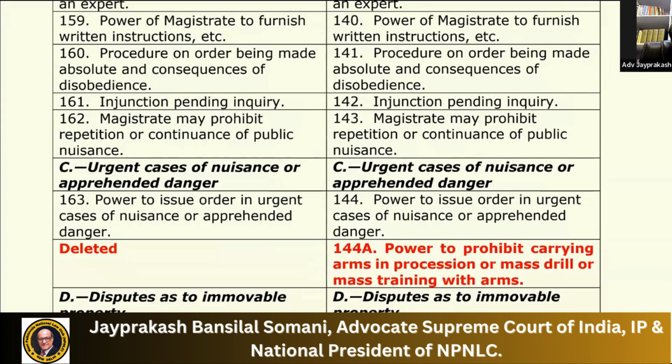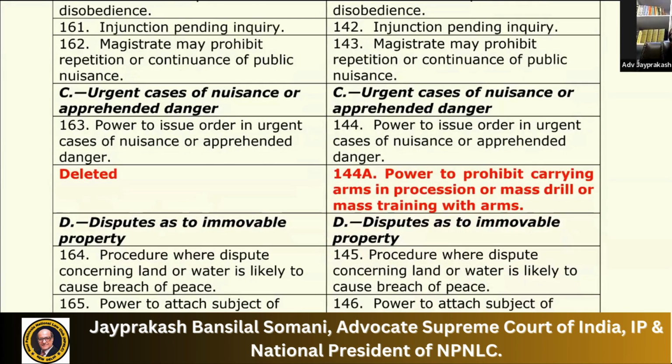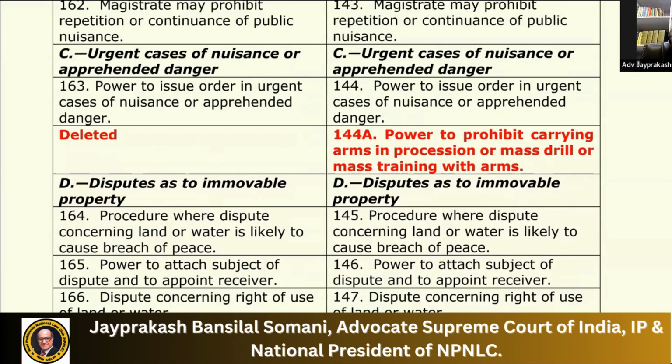Part C of that chapter, urgent cases of nuisance or apprehended danger. So 144 section like CRPC earlier. Now this section is in BNSS 163, power to issue order in urgent cases of nuisance or apprehended danger. Its earlier section was in CRPC 144. Now 144A of CRPC is now deleted in BNSS.